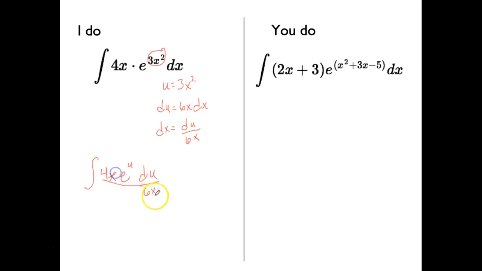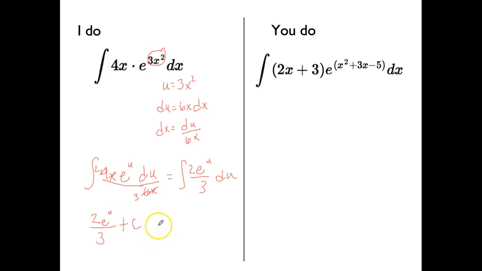Which means the x's can cancel, and the 4 and the 6 will simplify to 2 over 3, yeah? So this can be rewritten as 2 e to the u over 3 du. Because I canceled the x's, I simplified the 4 over 6 to be 2 over 3, and the e to the u I didn't do anything with, so it just stays up there. Now I can take the integral. The integral of e to the u is e to the u. The 2/3 just come with it. So we're going to have 2/3 e to the u plus c.